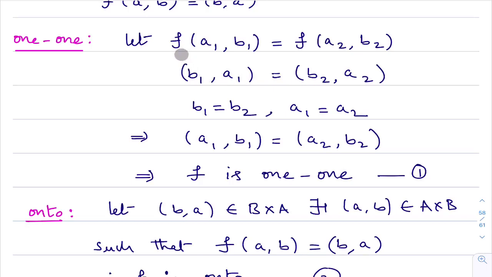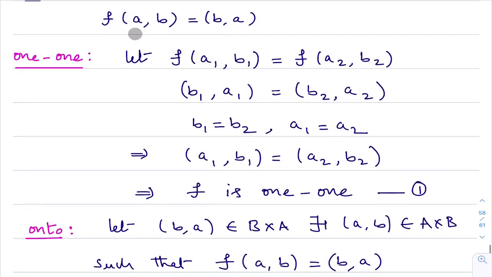That's why I considered f of (a1, b1) equal to f of (a2, b2). As per the definition, f of (a, b) is defined as (b, a). So f of (a1, b1) will be defined as (b1, a1). I hope you are understanding. F of (a, b) equal to (b, a). This is given in the question. Here f of (a1, b1) can be written as (b1, a1). Okay. Look here, f of (a2, b2), how is it defined? It is defined as (b2, a2).